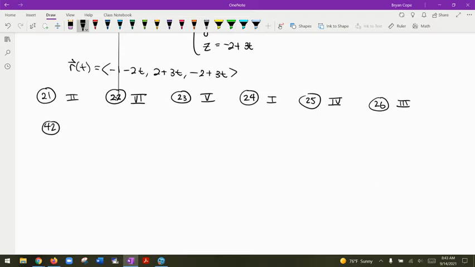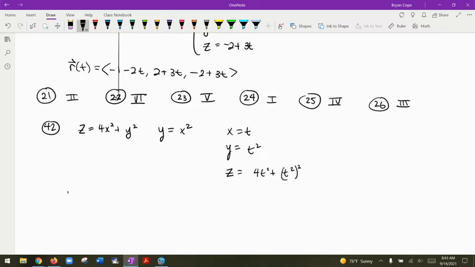Okay, 42. This one says, find the vector function that represents the curve of intersection between the two surfaces. So we've got z equals 4x squared plus y squared, and then y equals x squared. So we don't really have circular motion here at all, so I'm just going to let x be t, then y is t squared, and then z is 4t squared plus t squared squared.